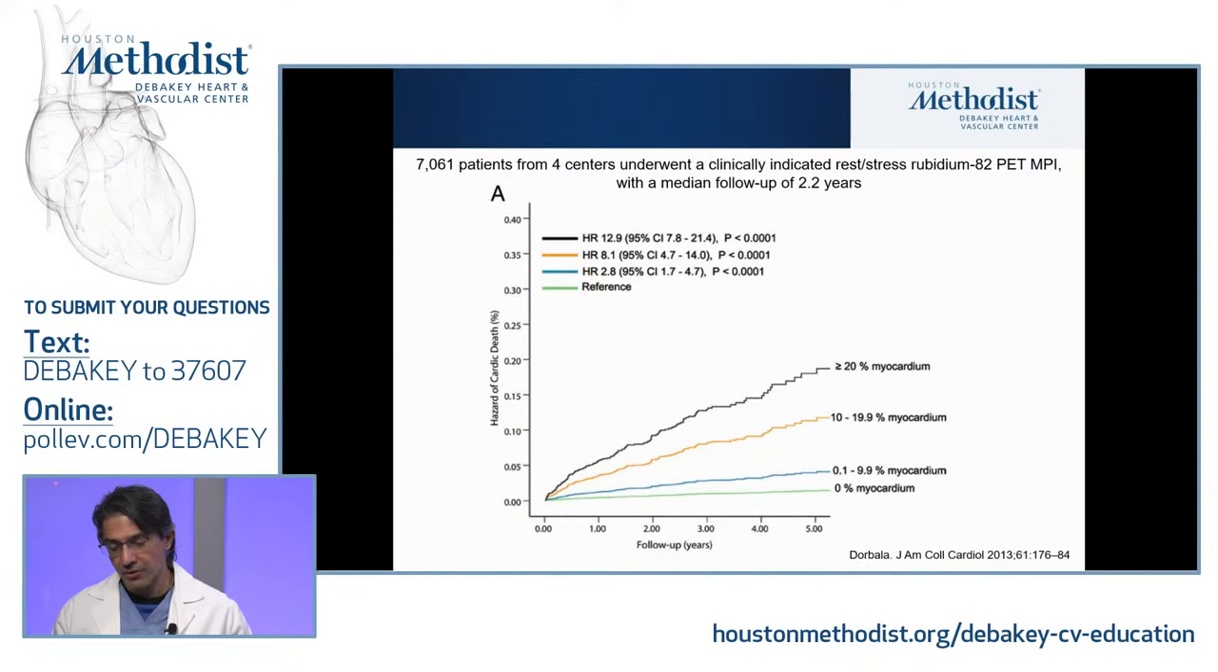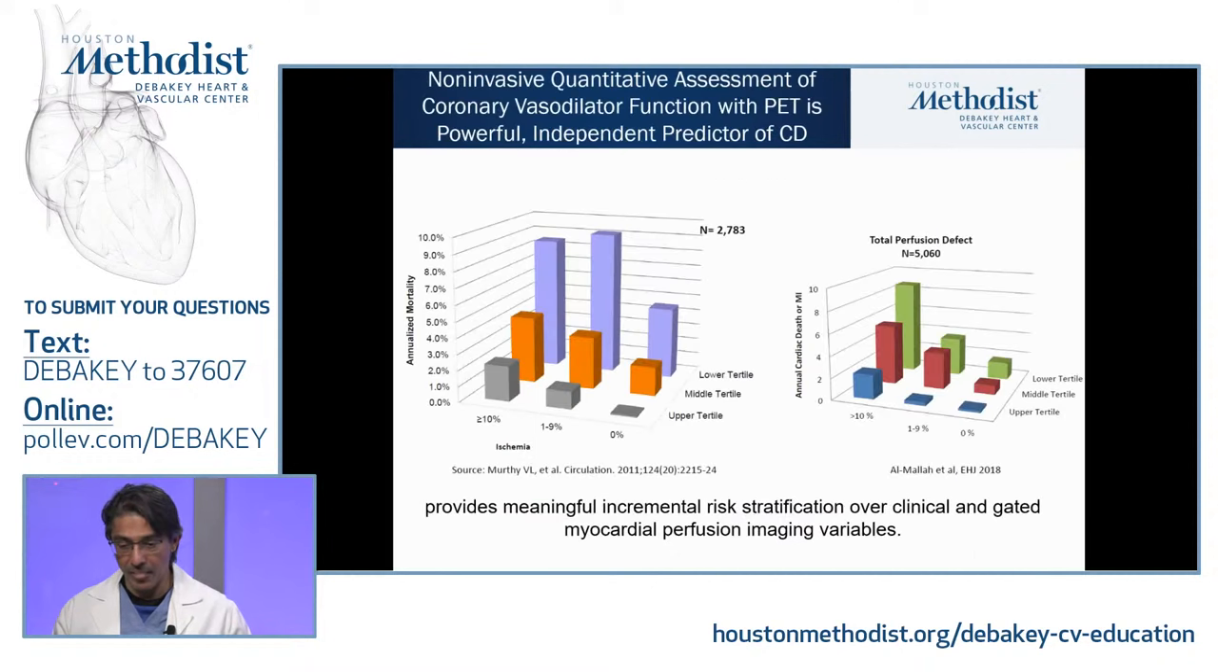When it comes to cardiac PET, PET has very similar data. This is a large cohort of patients very nicely showing that if you have a normal perfusion, your risk is very low, whereas as your perfusion abnormality increases, your risk for cardiac events proportionately increases. When we look at the interplay between perfusion abnormalities and coronary blood flow, this is data from our own Dr. Al-Mallah and others that very nicely shows that as your perfusion abnormality increases, your risk increases.